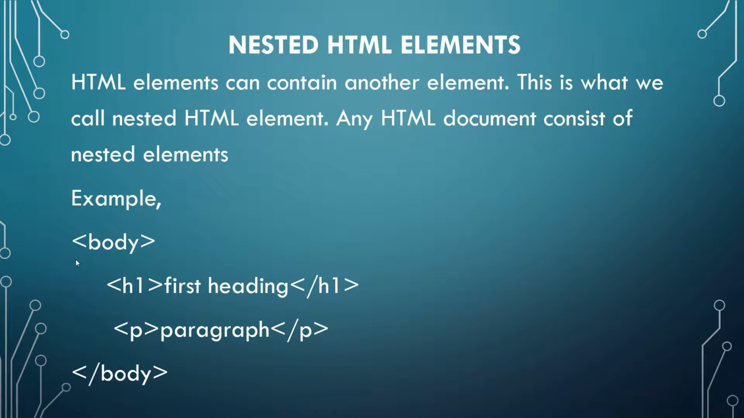What is this nested HTML element? You see, I created this example here. We have a body element, its opening tag and its closing tag, and you can see it is nesting another element, which is heading element and paragraph element. So when you see something like this, it is referred to as nested HTML elements. You will see it in our coding journey over and over and over again. When you see an element containing another element, it means it is nested HTML elements.